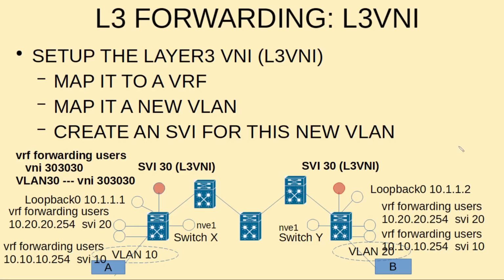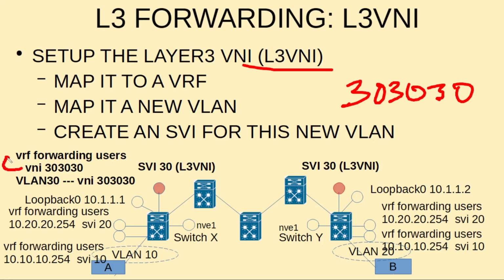Now comes the interesting part. We are going to create a layer 3 VNI. In order to do so, we are going to choose a particular VNI number. Let's say that we are going to choose 3030. First, we are going to relate this VNI with a VRF.